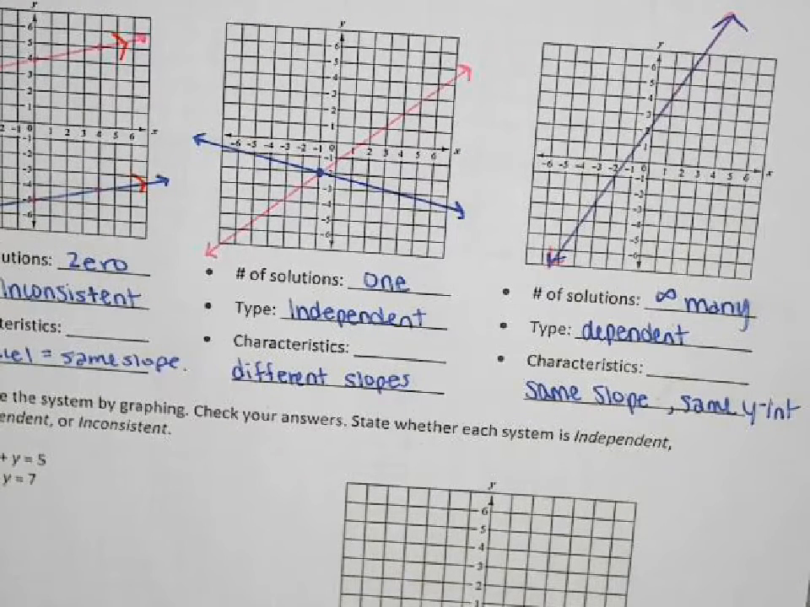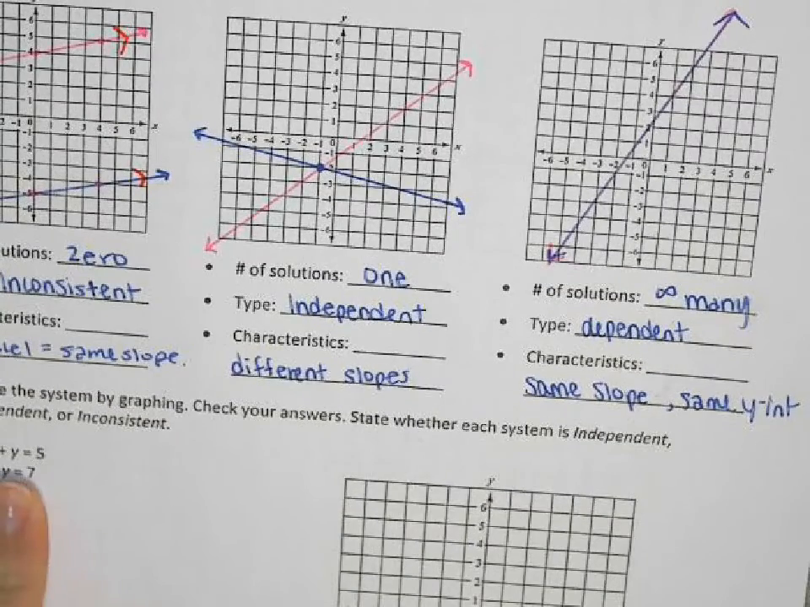All right, we have a couple examples. The first one is to solve the system by graphing. Check the answers and state whether each system is independent, dependent, or inconsistent. So, we need to graph both of these.